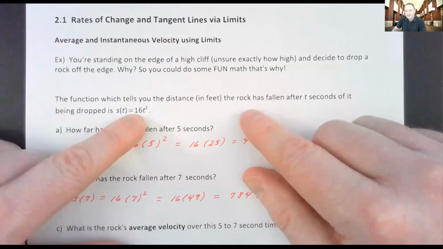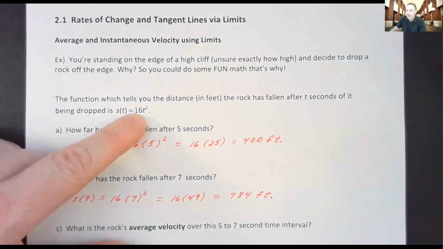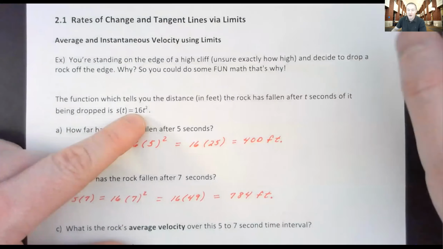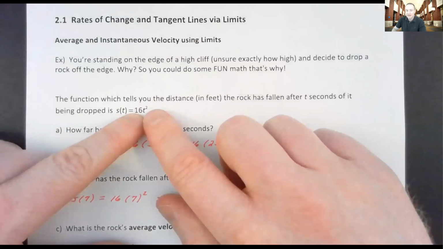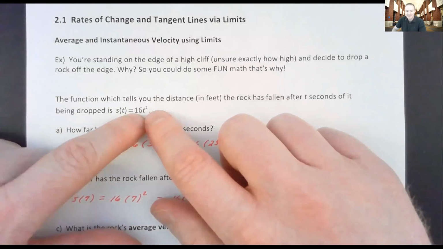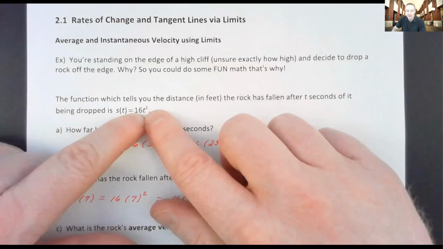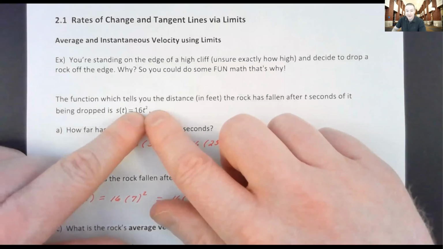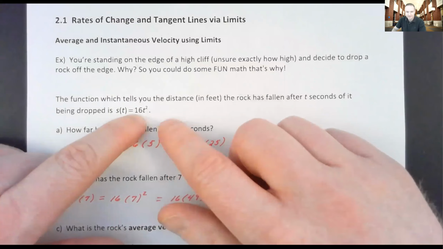Now, our distance function, because the only thing that's going to be speeding up this rock, and I'm neglecting wind resistance here, is the force due to gravity. Now, this is an approximation of the force due to gravity here, but let's say that the position function is given by 16t squared. Okay, this is assuming that the gravitational constant is 32 feet per second every second.